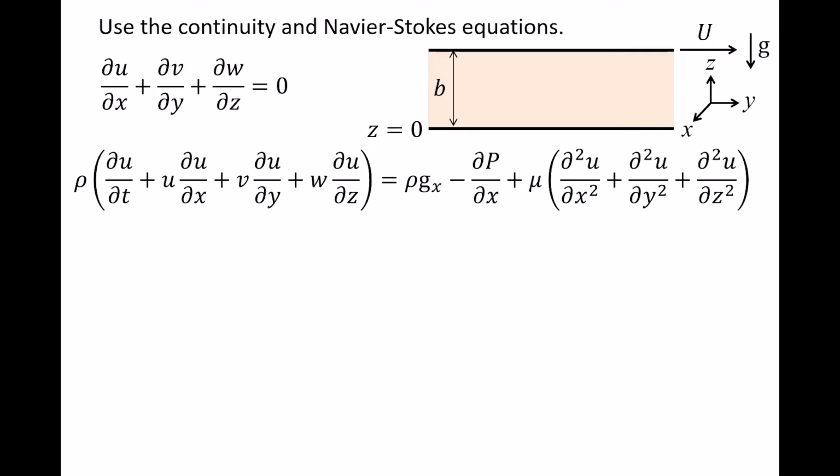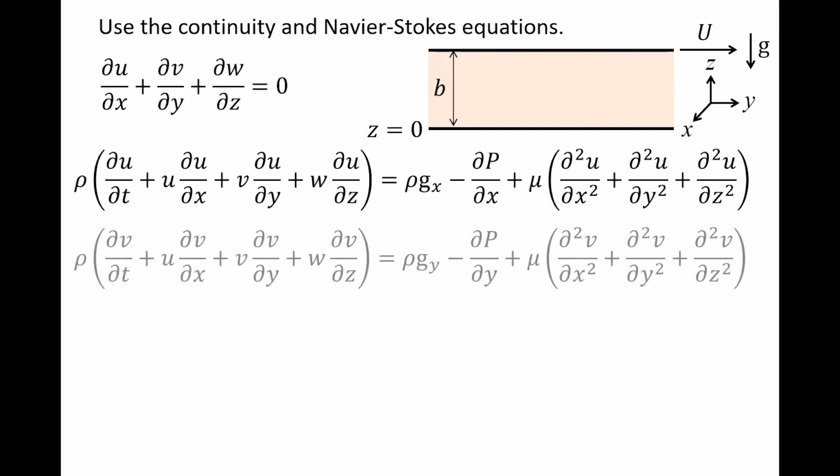The Navier-Stokes equation in the x direction for these flow conditions is density times the quantity partial u partial t plus u partial u partial x plus v partial u partial y plus w partial u partial z equals density times the gravitational acceleration in the x direction, gx, minus partial pressure partial x plus mu times the quantity second derivative of u with respect to x plus the second derivative of u with respect to y plus the second derivative of u with respect to z.